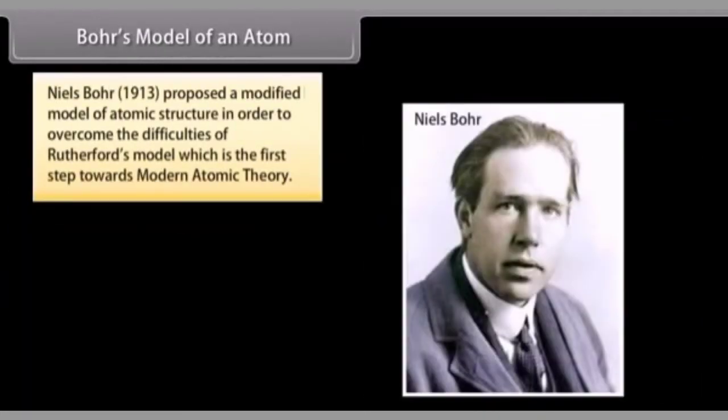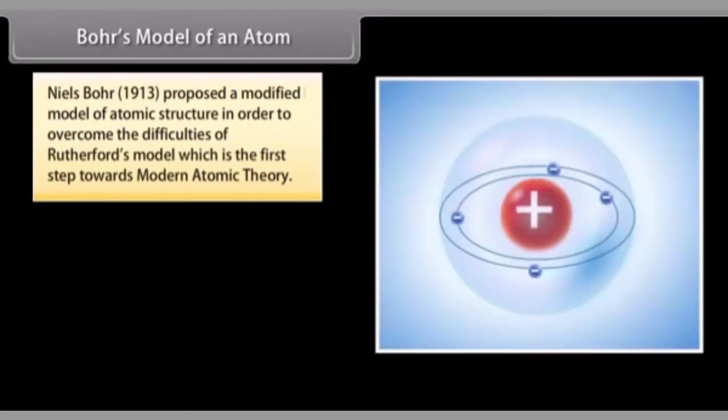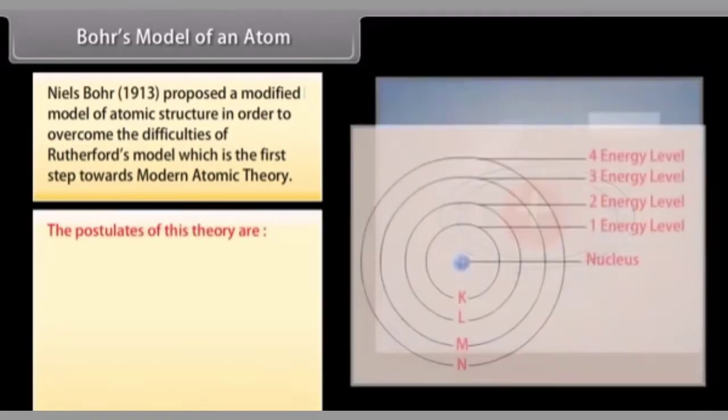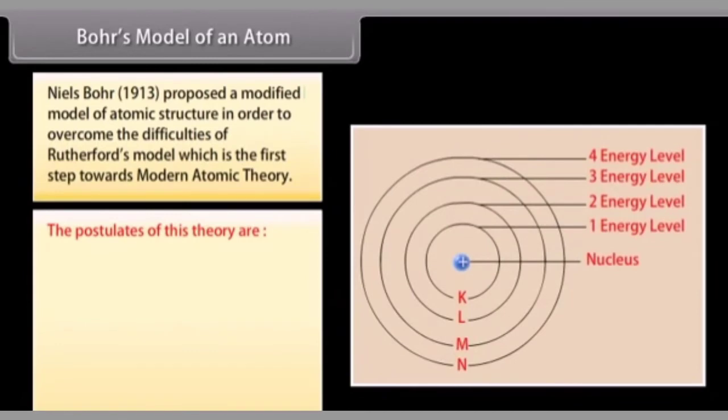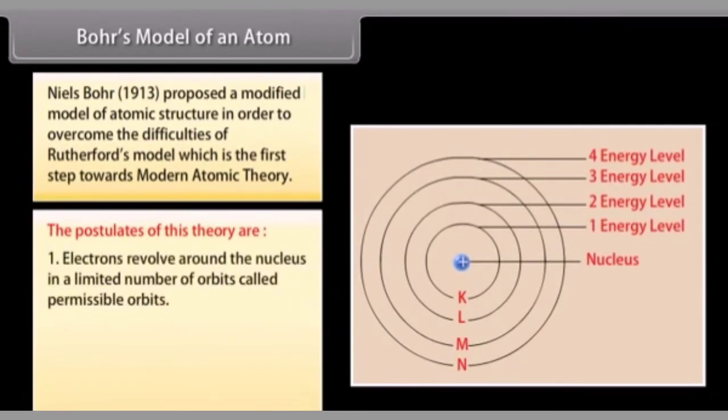Now, let us look at Bohr's model of an atom. Niels Bohr in 1913 proposed a modified model of atom structure in order to overcome the difficulties of Rutherford's model, which is the first step towards modern atomic theory. The postulates of the theory are: Number 1. Electrons revolve around the nucleus in a limited number of orbits called permissible orbits.